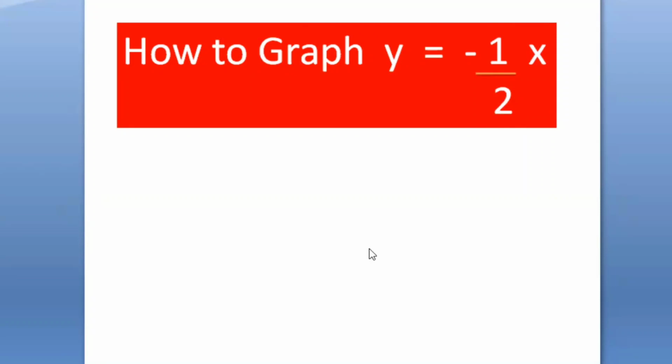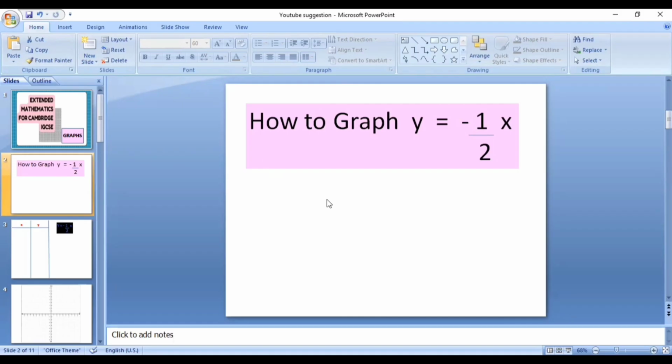In this video, I am going to solve how to graph y equals minus 1 over 2x in two different methods. Our first method is how to graph y equals minus 1 over 2x. Our equation is in slope-intercept form, but here the y-intercept is not given. So that means here the y-intercept is 0.